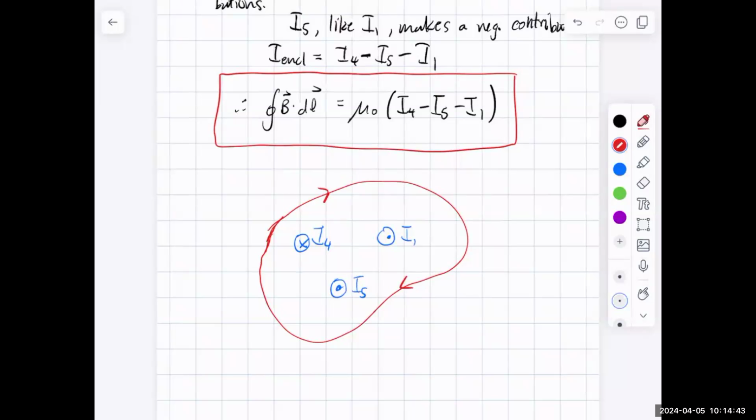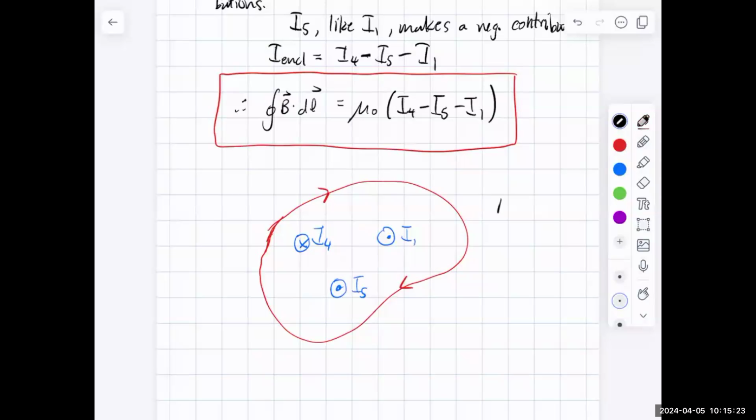We could make a version of the right-hand rule to figure out whether we should have positive or negative contributions from these currents. The way you do it is you take your right hand and you curl it in the direction of the integration path. In this case, I'm going to curl my fingers in the clockwise sense. My thumb points into the screen, and so currents that go into the screen contribute positive to the Ampere's law integral. And of course, that means currents that point out make the opposite, negative contribution.